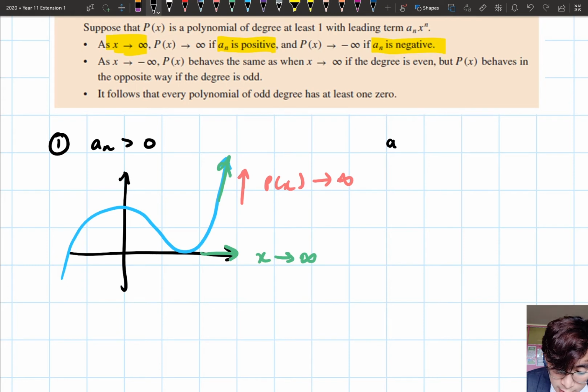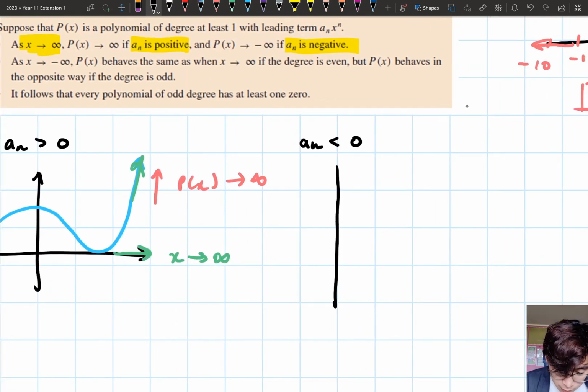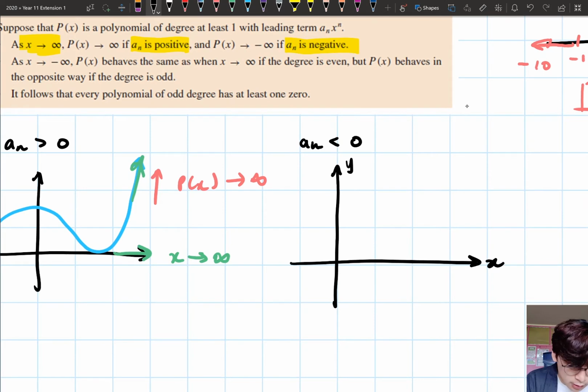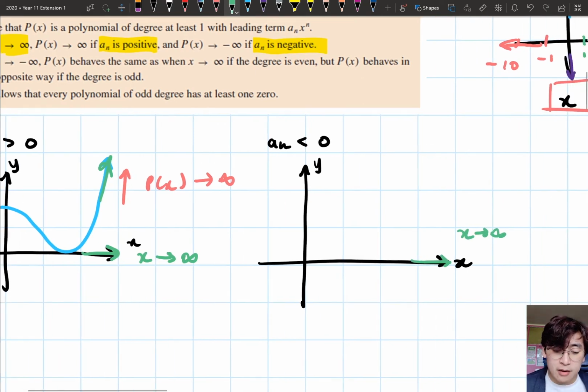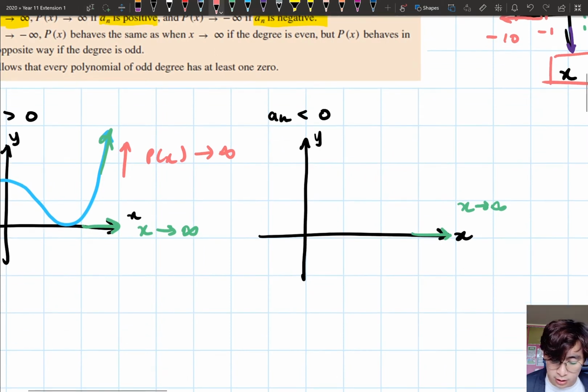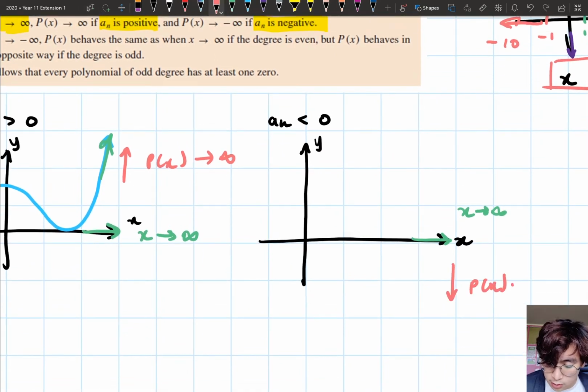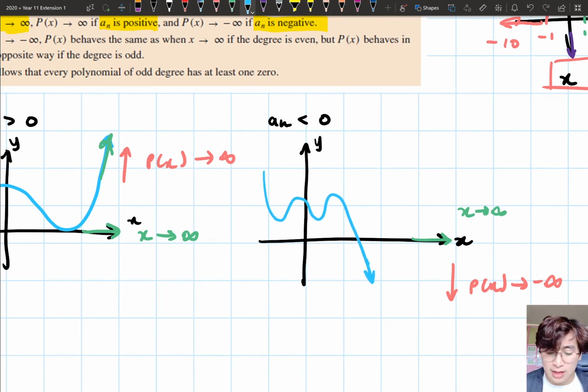However, if a n is negative or less than 0, let's do the same thing. As x goes to infinity, p of x goes to negative infinity. So it goes the other direction, actually goes down this way. P of x goes towards negative infinity. So that leading coefficient tells me where does my polynomial end up if I'm going towards the right. So if I go towards the right, where does my polynomial end up? And so here, let me just draw it out. So what it'll look like is something like this. So you might end up having, polynomials can look like that.